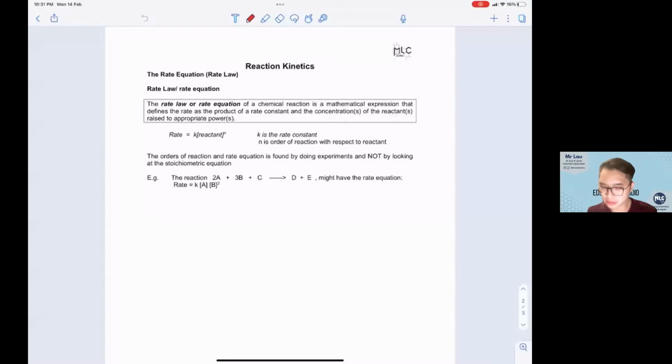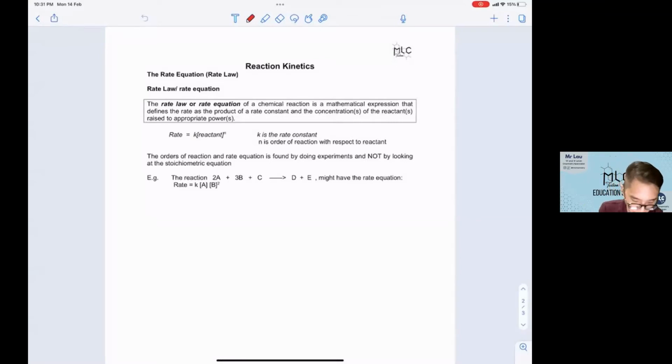Now today for reaction kinetics, let's look at understanding the rate equation. So in JC, you have to understand that how fast the reaction proceeds is governed by something called a rate equation. It is a mathematical equation that you can calculate to see how fast the reaction proceeds.